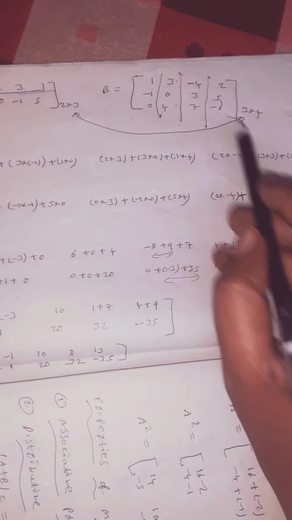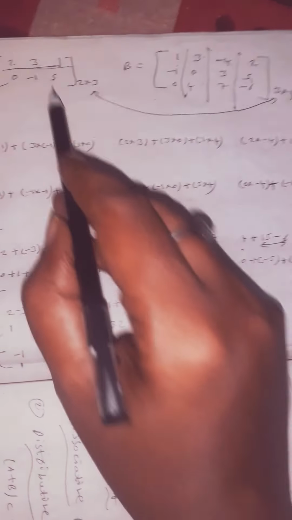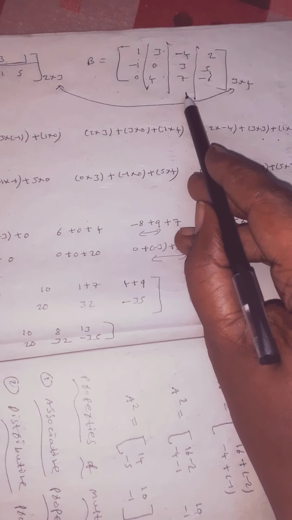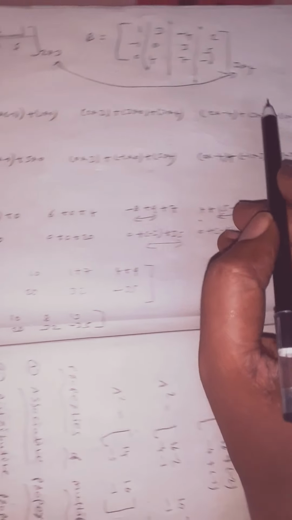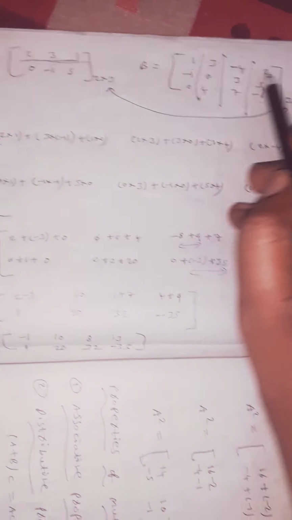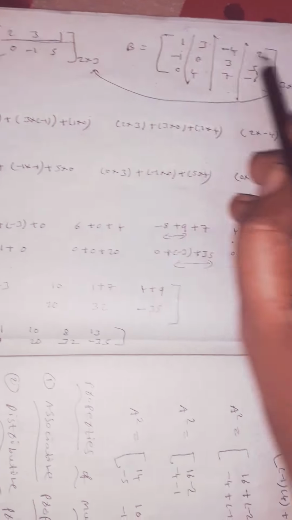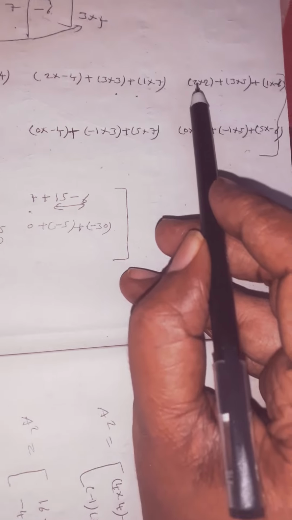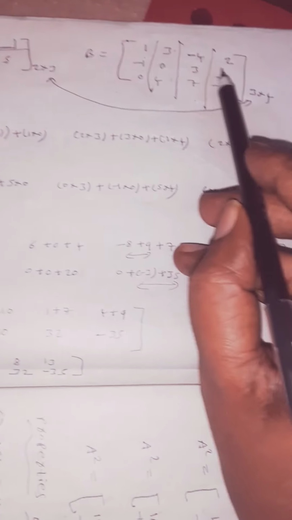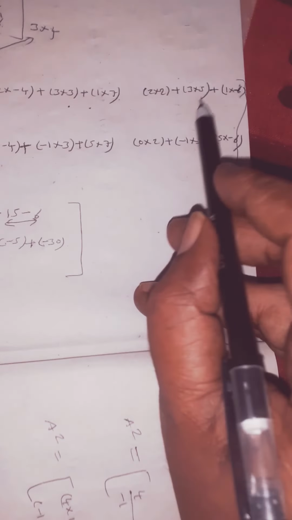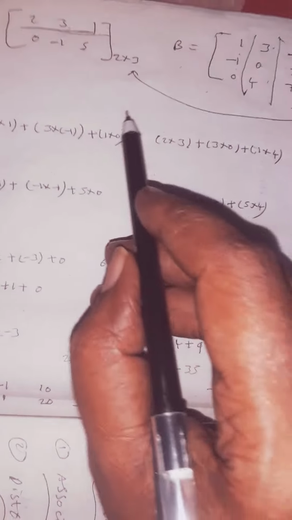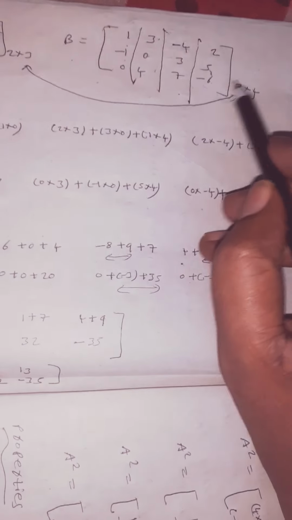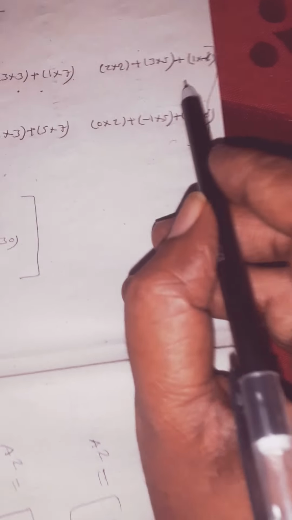2 into minus 4 plus 3 into 3 plus 1 into 7. 1 into 7 I wrote. Next, what should I do? First row with fourth column. So 2 into 2, plus next element is 3. Here next element is 5. 3 into 5 plus, here what is the next element? 1. Here minus 6. 1 into minus 6.